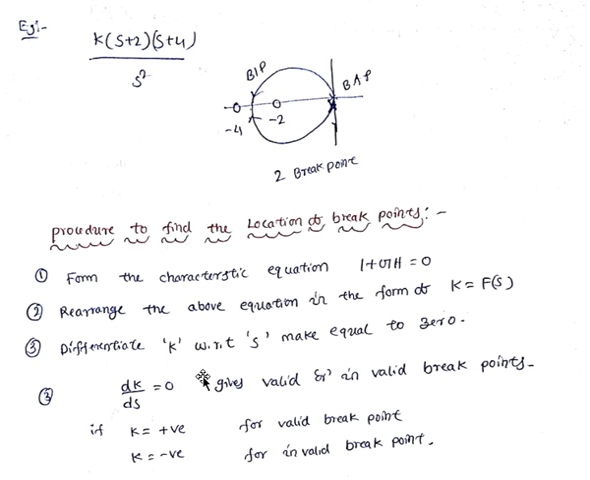By solving dK/ds equal to 0 we get two or three values of s. Now if K is positive, it is a valid breakpoint. If K is negative, it is an invalid breakpoint. Depending upon the K value, we tell whether the breakpoint exists or not.